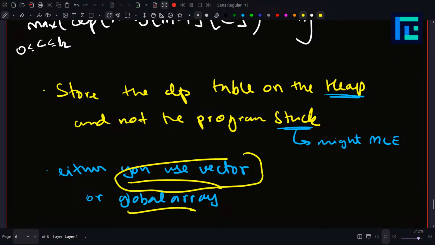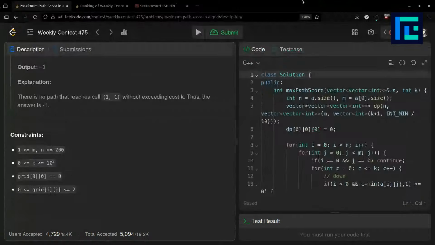On Leetcode, I think it's better to just directly use vectors itself. Global array, I'm not sure if it'll work on there, like with multiple test cases or whatever. I don't know how Leetcode handles it. So it's best if you use a vector for your dp table.